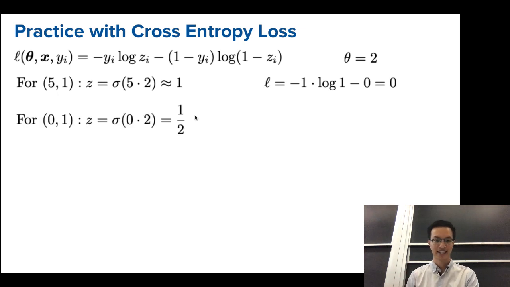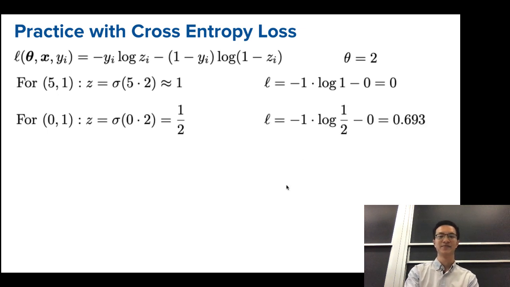All right, second point. We have here 0 and 1. Our prediction here is 1/2. It turns out that our prediction for the x value 0 will always be 1/2, no matter what theta is. Think about that if you don't quite understand. Our prediction is 1/2, and so our loss for that particular point, plugging into the loss formula, is -1 times the log of 1/2 minus 0, because 1 minus 1 is 0. And so we get 0.693.